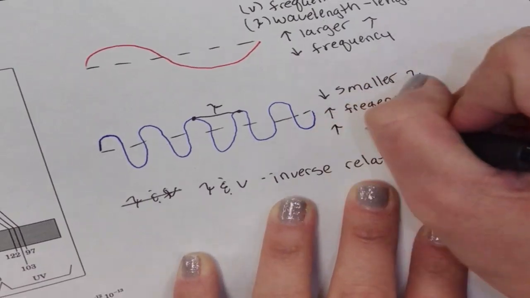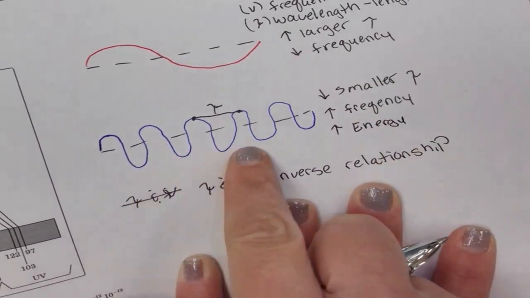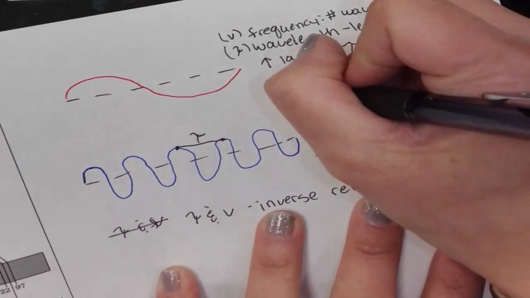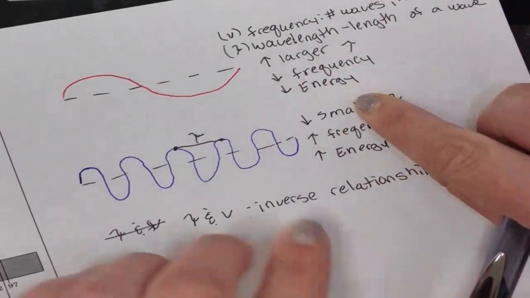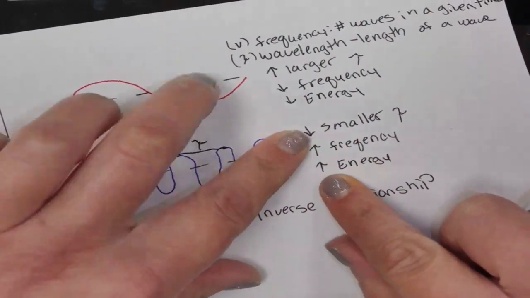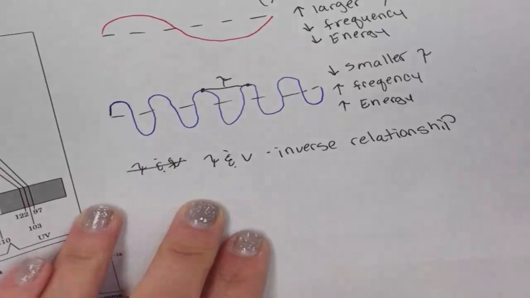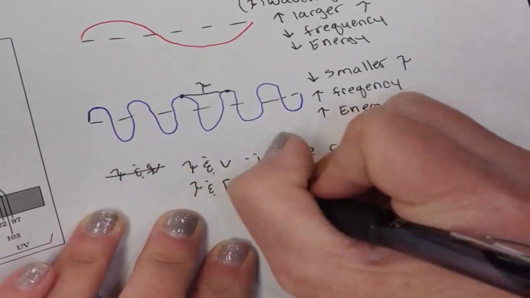So we have an increase in energy. We have wave, wave, wave, wave coming, versus a wave here, and then another one comes in. So what do we notice about energy and wavelength? Again, energy and wavelength are also an inverse relationship.